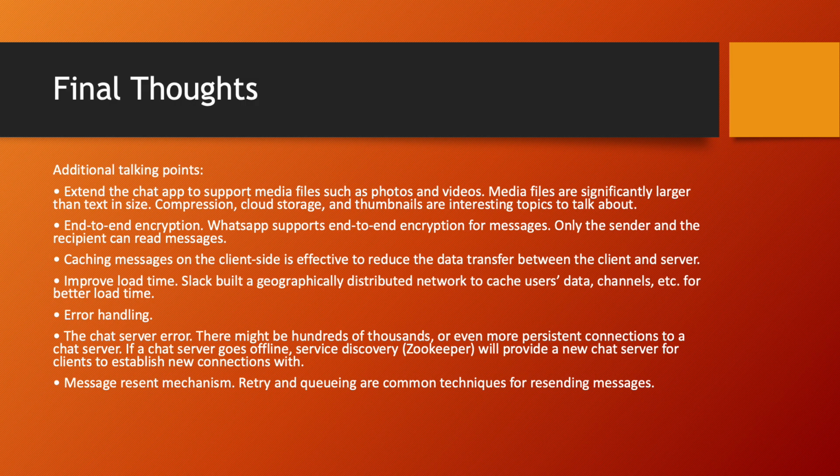Caching messages on the client side is effective to reduce the data transfer between client and server and improve load time. Slack built a geographically distributed network to cache users' data, channels, etc. for better load time. Error handling. The chat server error: there might be hundreds of thousands or even more persistent connections to a chat server. If a chat server goes offline, service discovery, for example Zookeeper, will provide a new chat server for the clients to establish new connections with. Message resend mechanism. Retry and queuing are common techniques for resending messages.